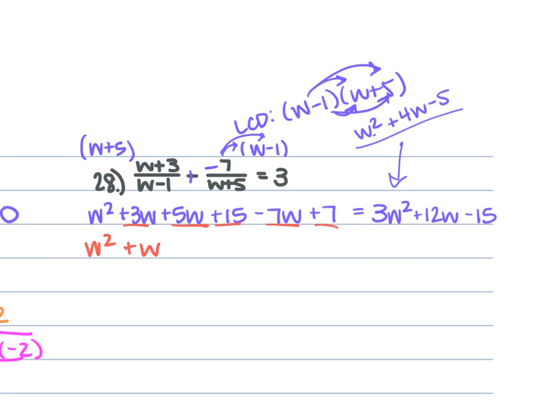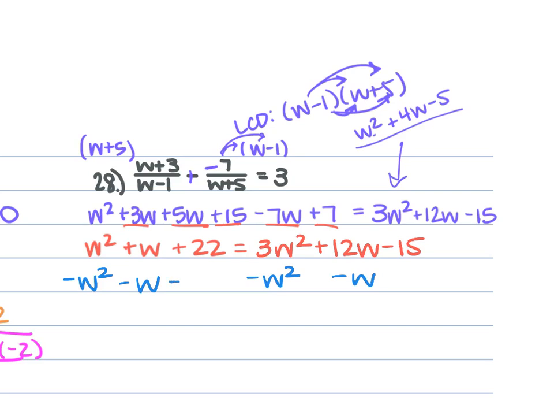And then the 15 plus 7 gives us 22, and this is going to be equal to the 3w squared plus 12w minus 15. Now, my 3w squared is greater than w squared, so I'm going to move this w squared over to the 3w squared by subtracting it. I'm going to subtract the w from both sides as well, and I'm going to subtract the 22 from both sides as well.